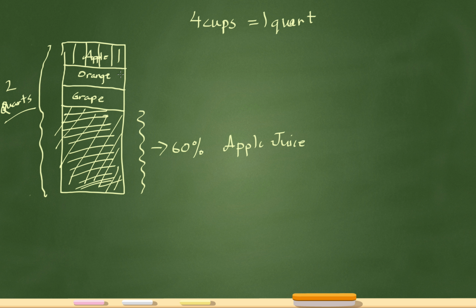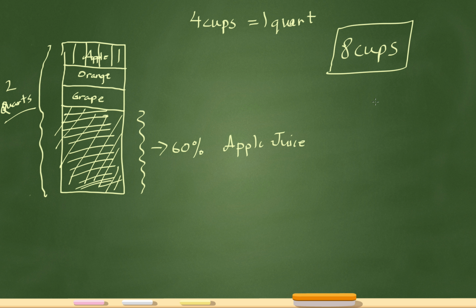So let's start with this. The question's asking me how many cups, but initially tells me this whole thing is 2 quarts. So if it's 2 quarts, 1 quart is 4 cups, so I know that 2 quarts will be 8 cups. I know that the total is 8 cups. Let's just write it down over here. So total is 8 cups, and I know right off the bat that the 60% is apple juice. So 60% at least is apple juice.